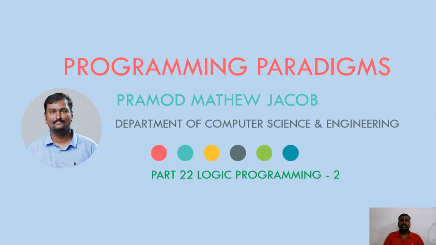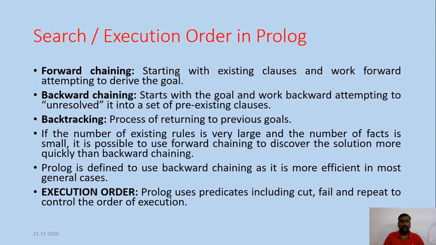Hi all. In this session, we are going to learn about the search or execution order in Prolog. In the last lecture, we learned about how the Prolog interpreter derives inferences from the clauses stored in the knowledge base. For deriving the inferences, it will do some sort of searching. There are different types of searching. First one is forward chaining. Here, the Prolog interpreter will start from the existing clauses and work forward attempting to derive the goal.